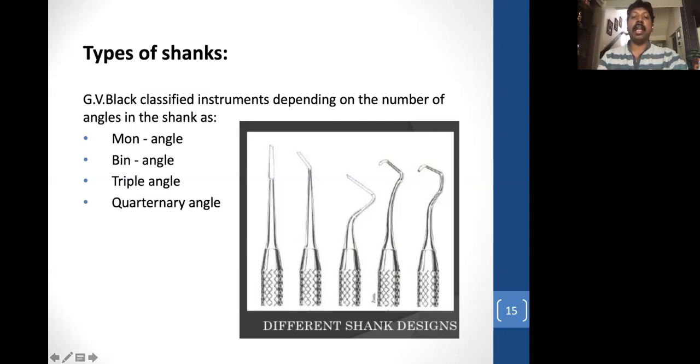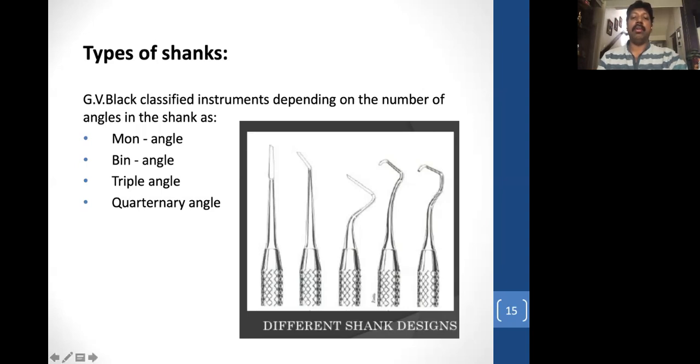It won't go because it's a single angle, mono angle. Binangle, if you use it to scrape, will go a little difficult areas. This will go exactly wherever you want, to the point. More angles mean more efficiency. Okay, you understood about mono angle, bine angle, triple angle, quaternary angle of the shank.